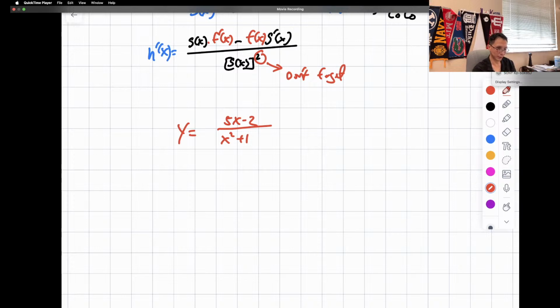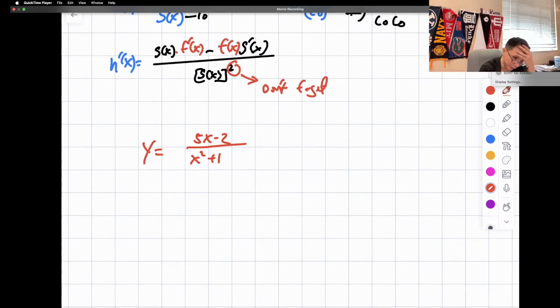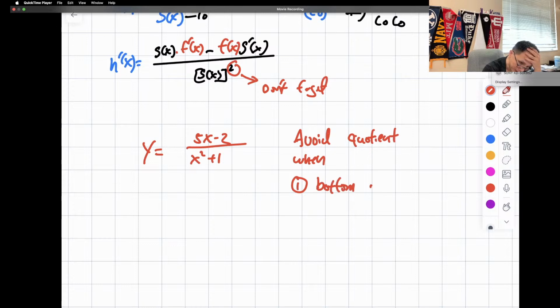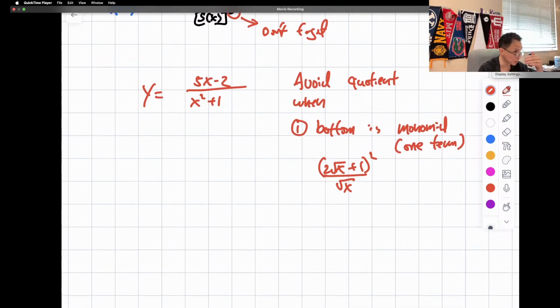Oh, I want to mention one more thing. I'm so sorry, I did forget to mention something. Very, very important: before you take a derivative, avoid quotient rule when the bottom is a monomial, or we call it one term. The perfect example is 2 square root x plus 1 squared over square root x. The bottom is one term. You should not use quotient rule here.